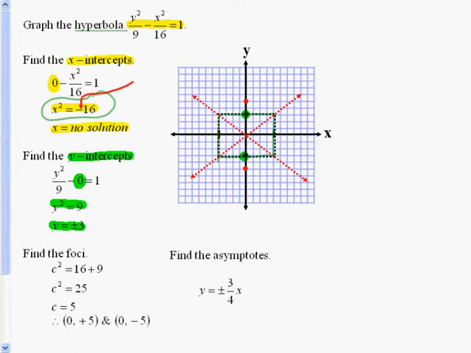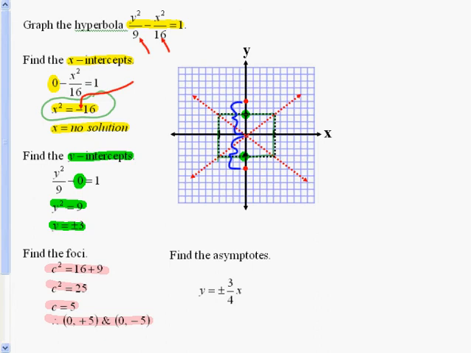The next step is to find the foci. For a hyperbola, c squared will be the sum of the denominators in the original equation. So we end up with c squared is equal to 25. Now c is a distance. It is the distance from the center of the hyperbola to one of the foci. Since c is a distance, it is positive, and we will conclude that c is equal to 5. This means that the foci will be at 0, 5 and 0, negative 5. So we will plot both of those foci in the coordinate plane.